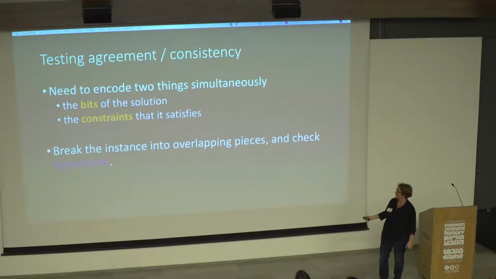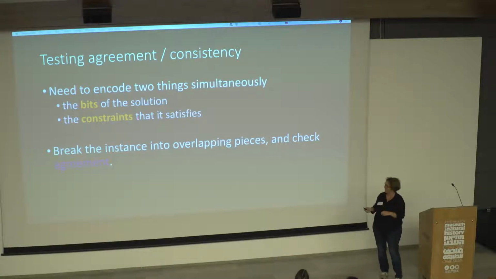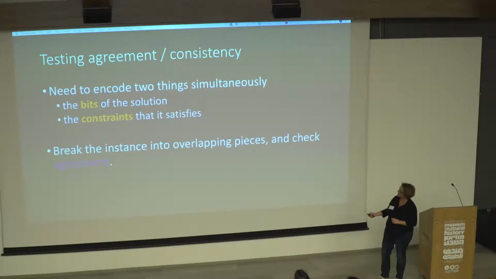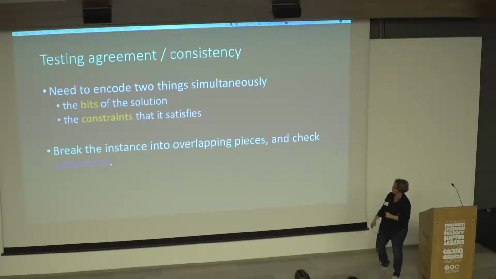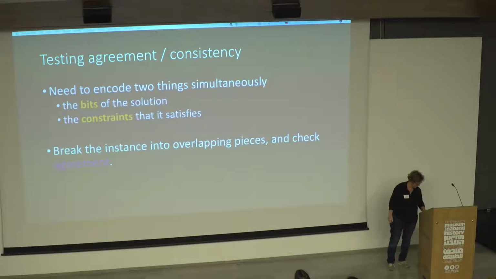And the solution that we know is to break the instance into small pieces and recurse on each piece. And the point is that the pieces want to be overlapping, because otherwise this won't work. You want to check consistency between the different pieces. So that's important. And let's see a picture.